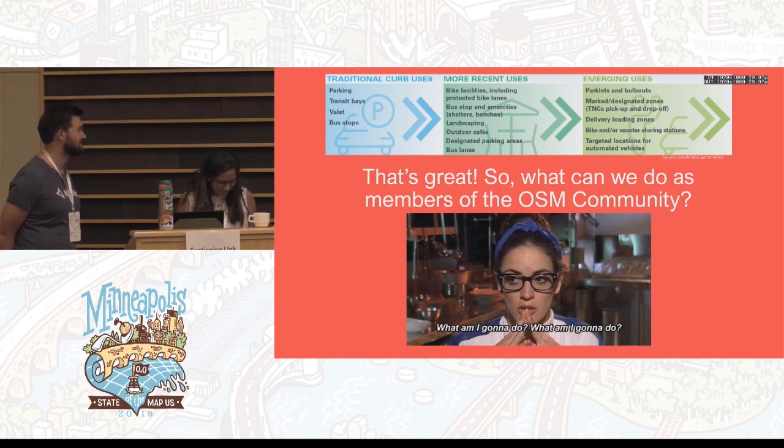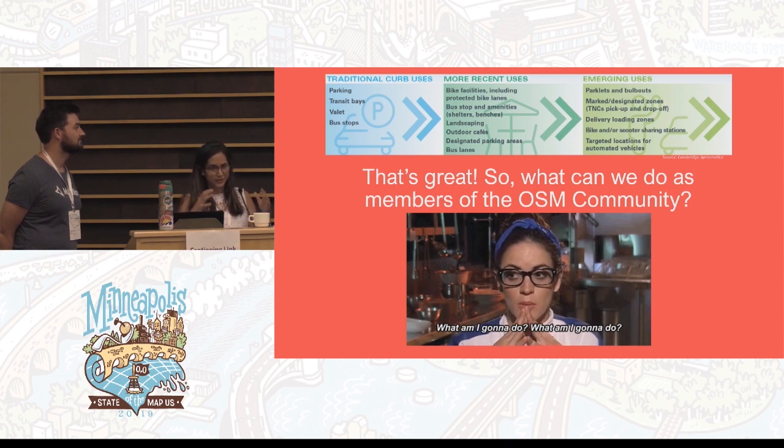Okay. So I hope you found this transportation lesson, short lesson, helpful. As members of the OSM community, though, Chris and I would like you to think about how OSM can embrace the curb, how we can map these diverse uses within the static map, and how we can prepare ourselves and OSM for the different and useful uses of the curb.